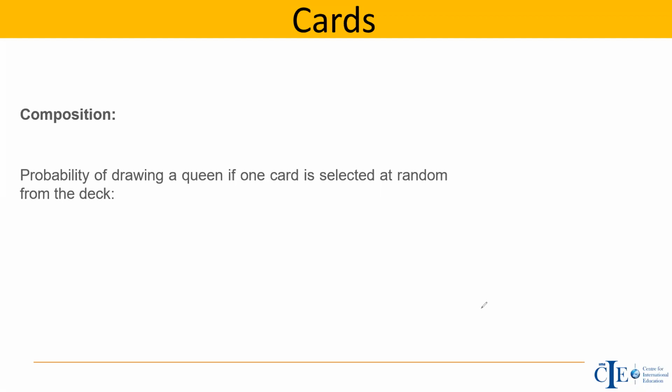If a card is selected at random, what is the probability of drawing a queen from the deck? There are four queens out of 52, so the required probability is 4 on 52, which is 1 on 13. So selecting one queen from the entire deck of cards has the same probability as selecting one queen from a single suit.